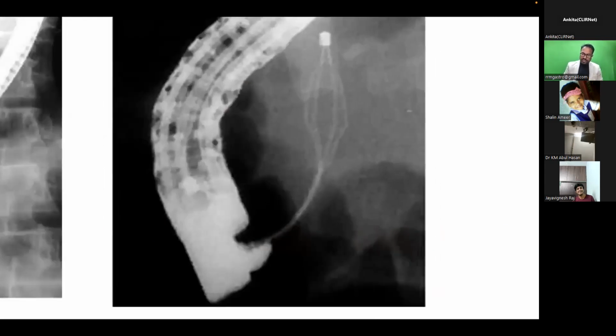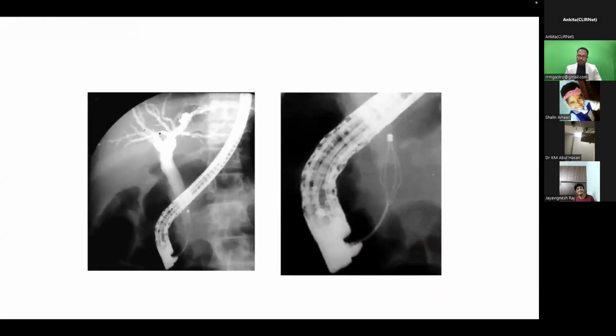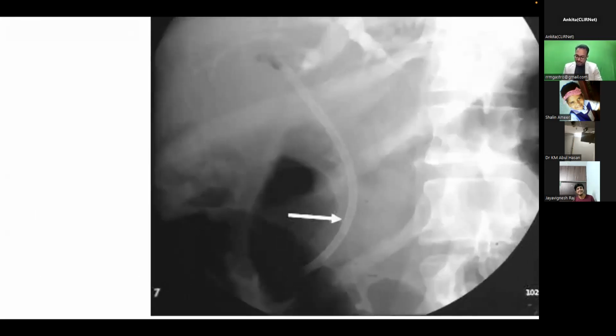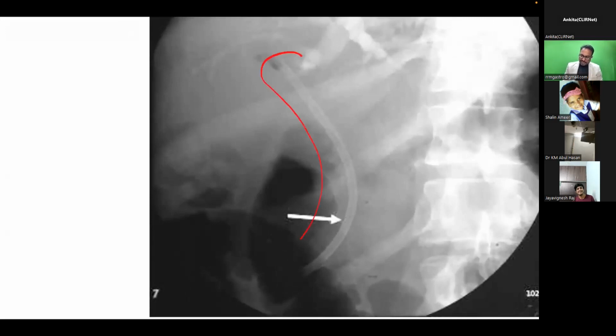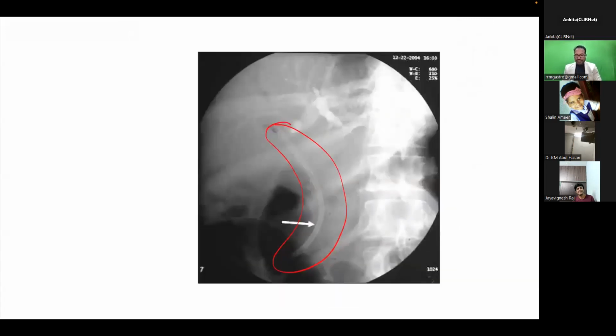procedure, you can see using a special Dormia basket. It is a Dormia basket. We are removing the stones from the bile duct. So this is very interesting. After removing the stones, you can see we have kept a stent inside the bile duct, so that temporarily it will drain the bile.